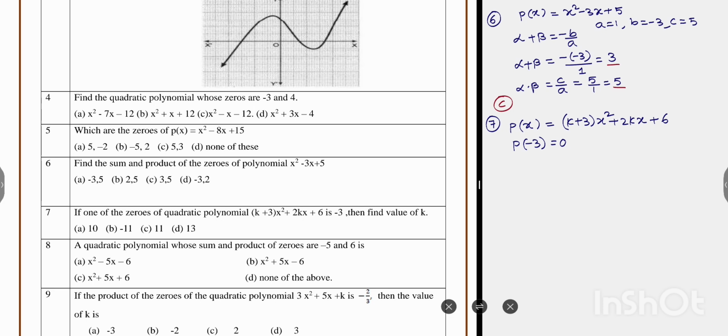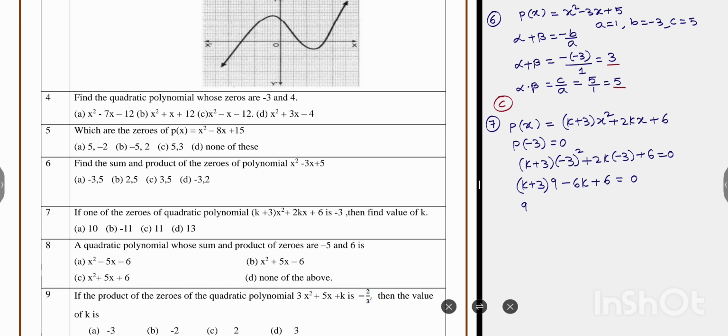What is P of minus 3? Wherever x is there in the polynomial, we have to substitute minus 3. Then k plus 3 into minus 3 whole square plus 2 into k into minus 3 plus 6 is equal to 0. So from now on you have to remember, whenever one of the zeros is given, substitute it in the place of x and equate that to 0. We get the value of that unknown number, whatever it is in the polynomial. Now if we simplify it, k plus 3 into minus 3 whole square is 9, plus 2 into k into minus 3, that is minus 6k, plus 6 is equal to 0.